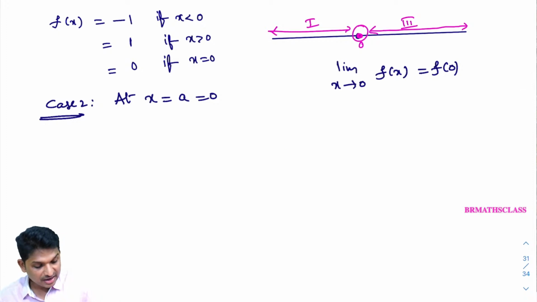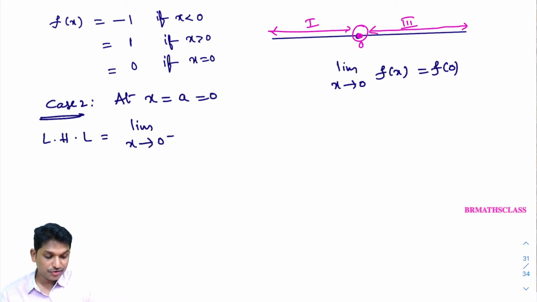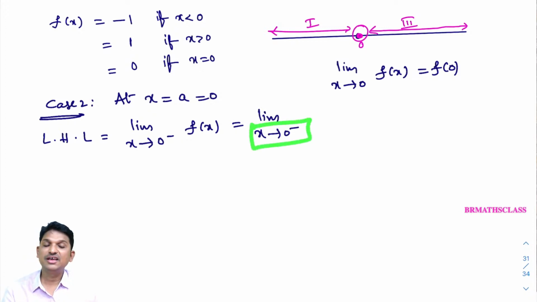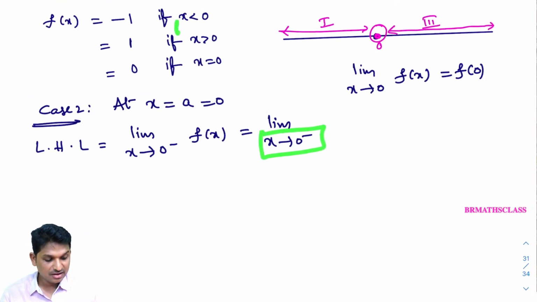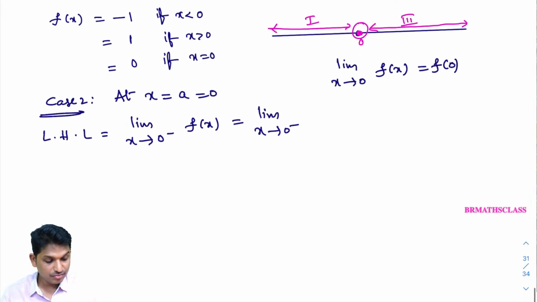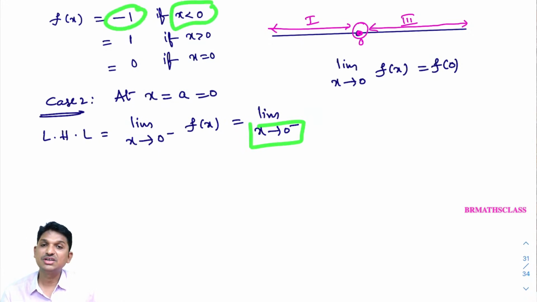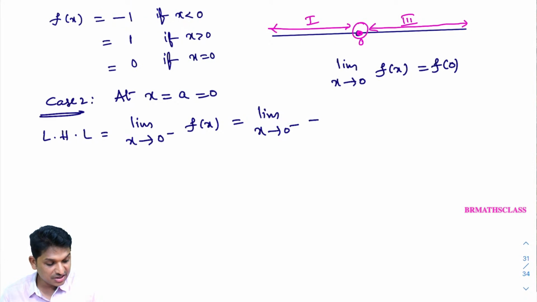Okay, left hand limit: limit x approaches to 0 from left f of x. Left hand limit we are calculating, that's why x approaches to 0 from left. X approaches to 0 from left means all x values are less than 0. When x values are less than 0, what is the function? Function is -1. So here the function is -1.